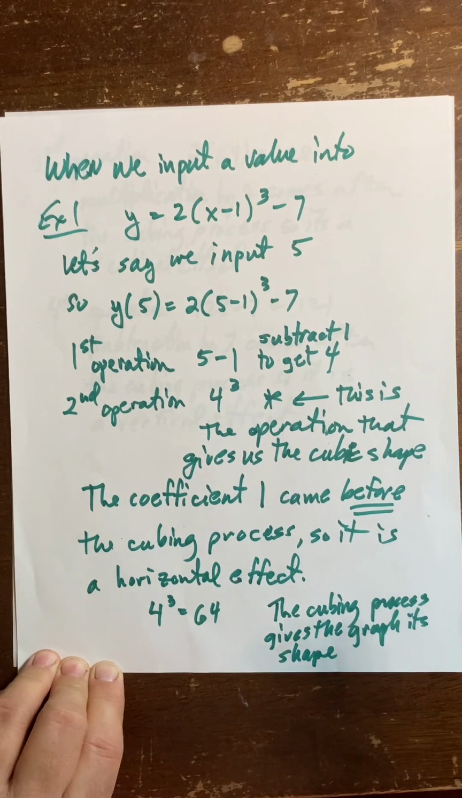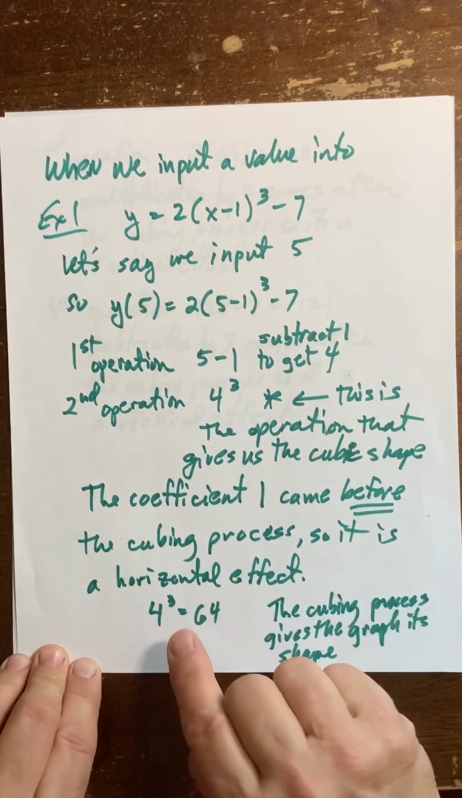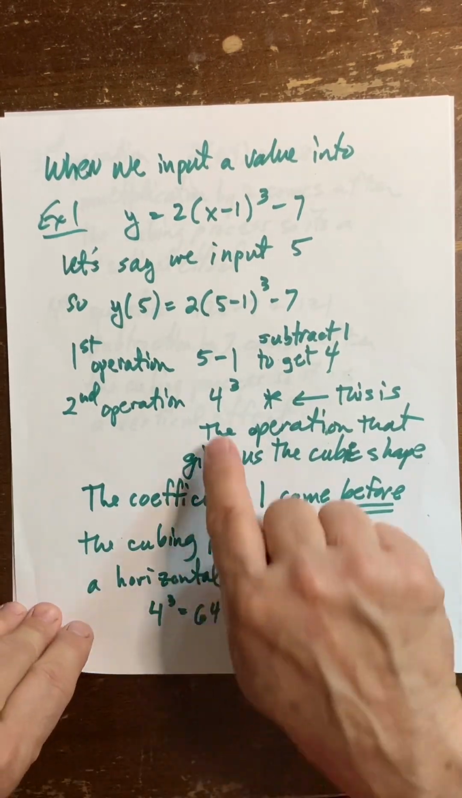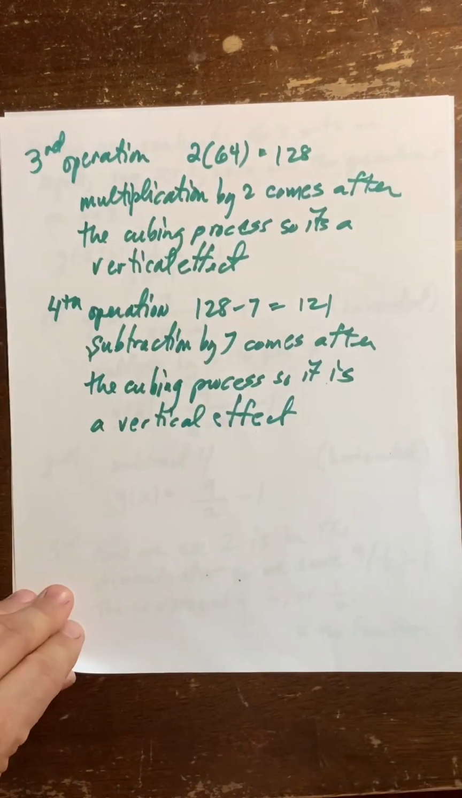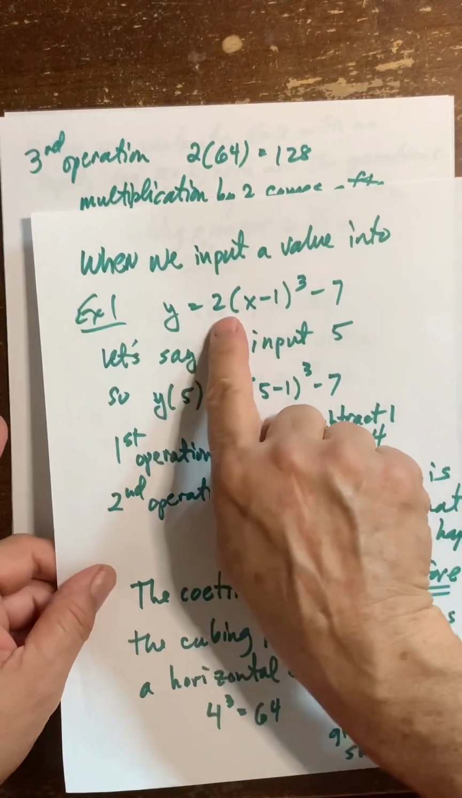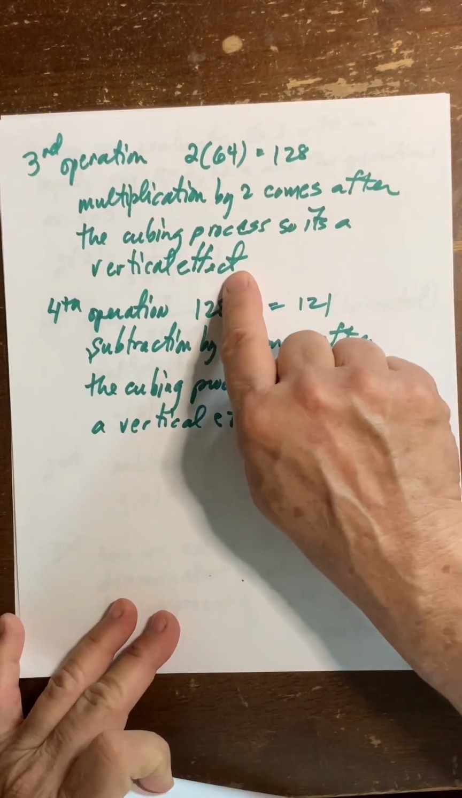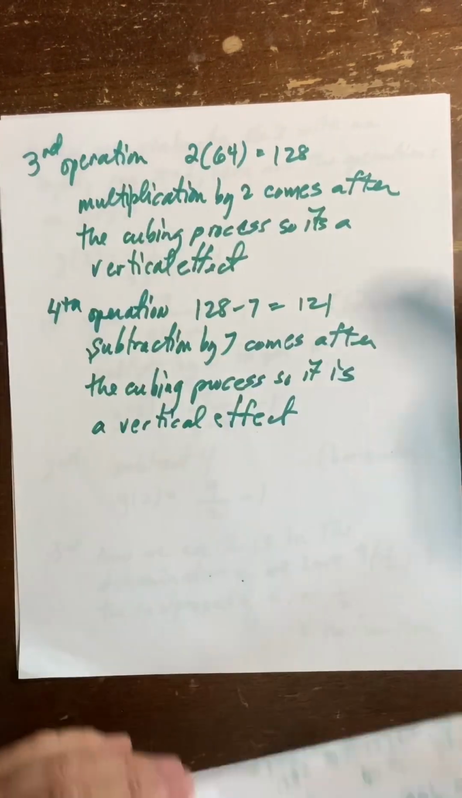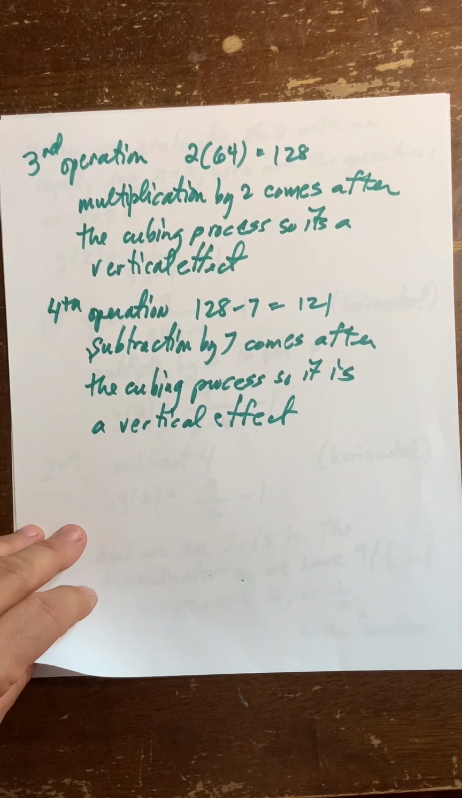That's when I cube. That's the function. That's like the barrier between before and after, all right? So that's just what's demarcating before and after. Now, once I get that 4 and I cube it, that's causing the shape of the graph. After that, you're multiplying by 2, right? That comes after the cubing process, so that's a vertical effect. And then you subtract 7, so that comes after the cubing process, so it's a vertical effect, all right?